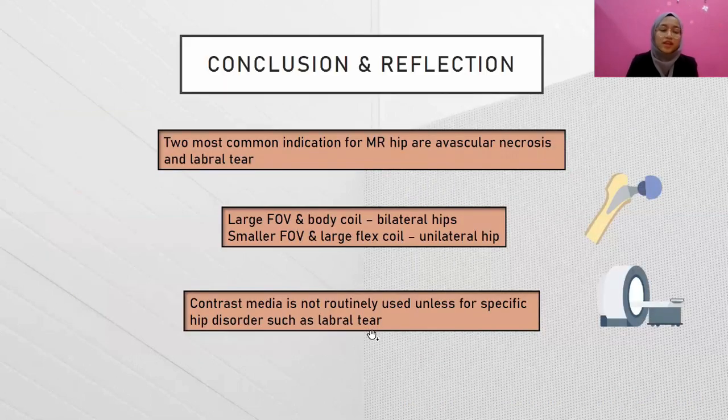As a conclusion, the two most common indications for MRI hip are avascular necrosis and labral tear. Different FOV sizes and different types of coils are used for bilateral hips and unilateral hip. A large FOV and body coil are used for bilateral hips, while for unilateral hip, a smaller FOV and large flex coil are used. And contrast media is not routinely used unless for specific hip disorders such as the labral tear.